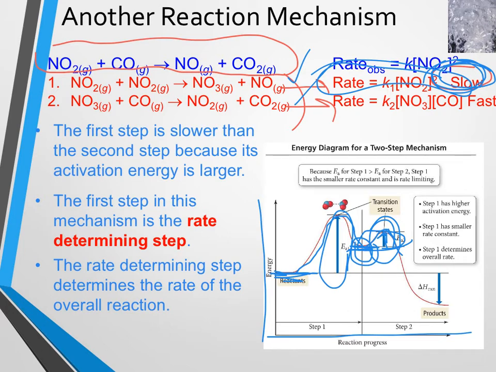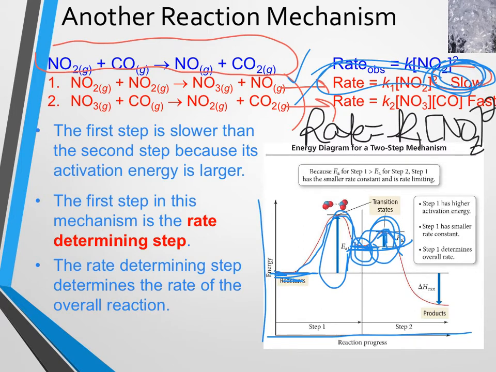So because the first step is slow, that means the rate law for the entire reaction equals the rate law for that slow step, which is this. Okay. Now, the only glitch here is in the harder problems that have to do with mechanisms.